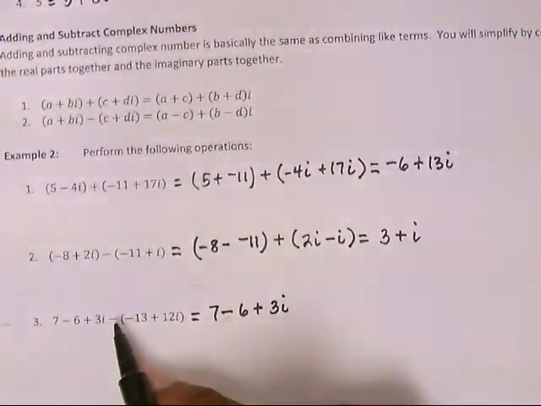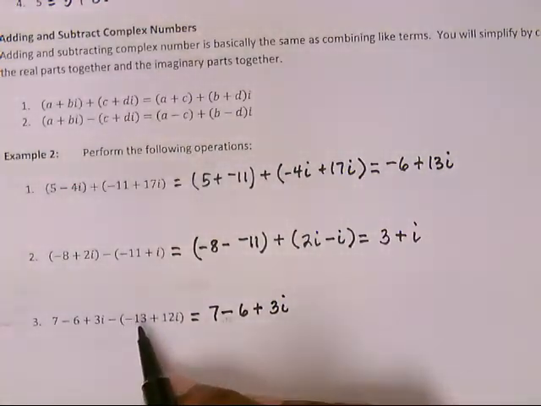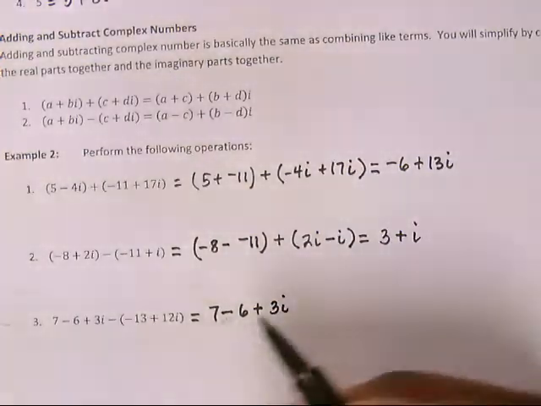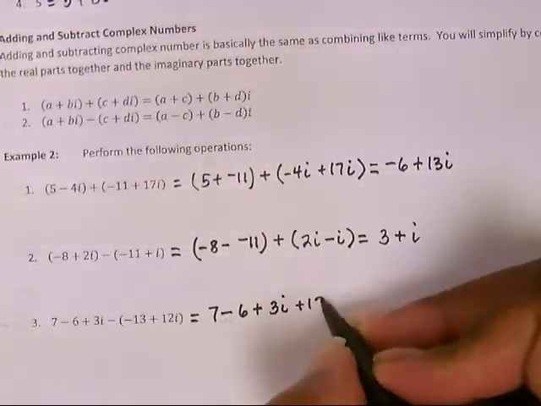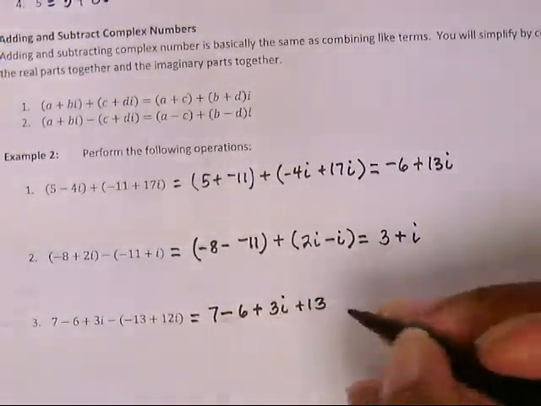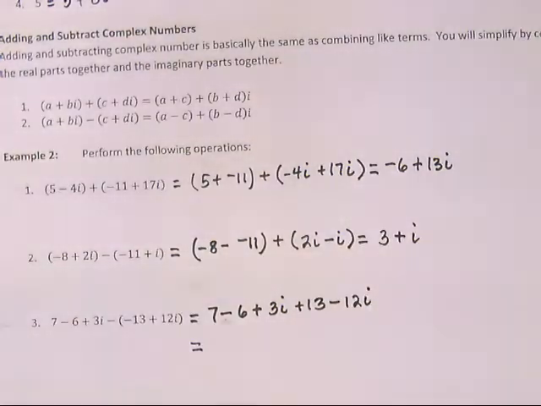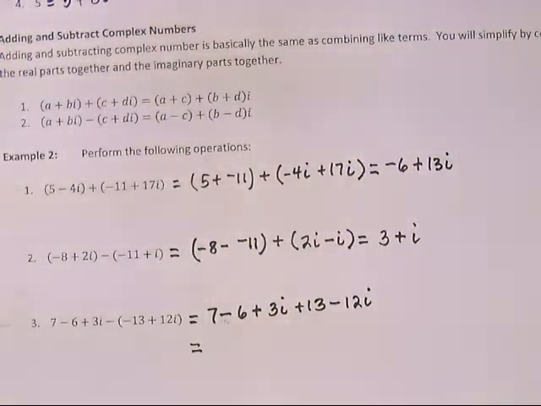Now, this minus sign, I'm going to distribute the minus sign. It's going to change the sign of each and every term to the opposite. So the minus sign will make negative 13 plus 13, and the minus sign makes the plus 12i minus 12i. And then finally, all I need to do there is combine all my like terms here.